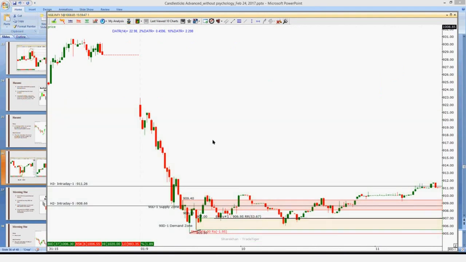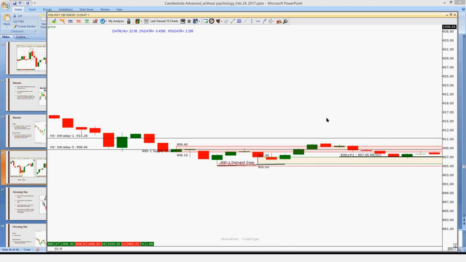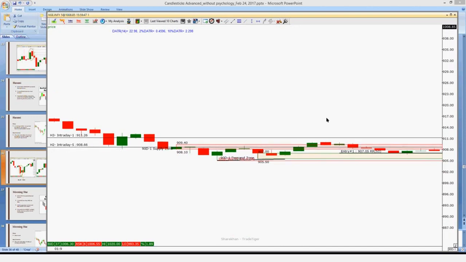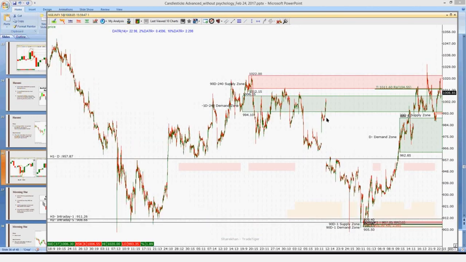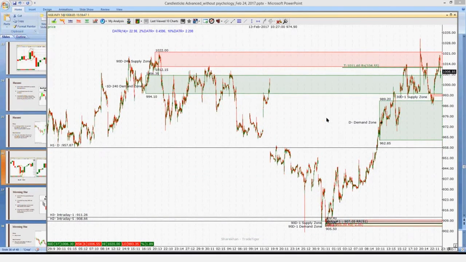So can you see this? I'm zooming this for you. Higher low, and you have the engulf of an authentic supply, right? So you keep your entry like this, you keep your stop loss like this, and target the 240-minute zone. Look at the RR, friends. Look at the RR.